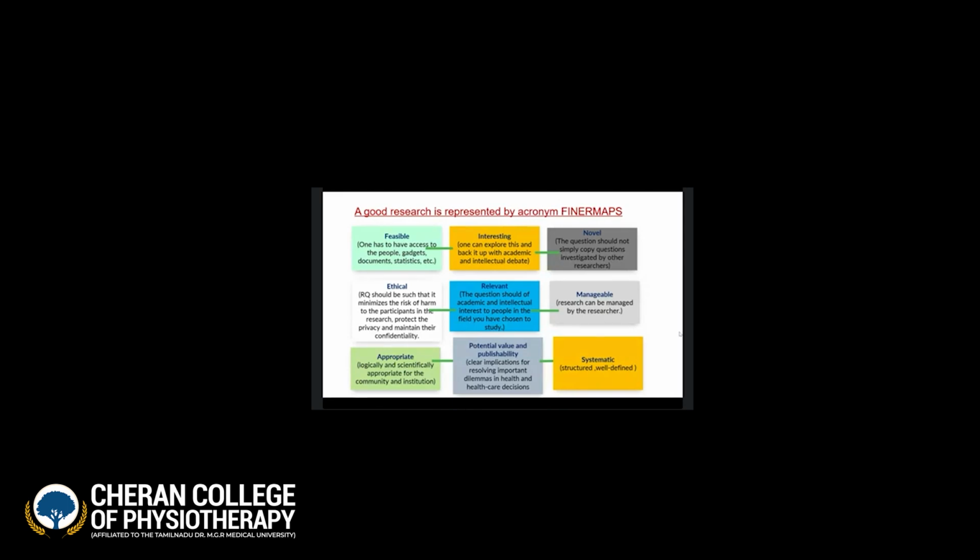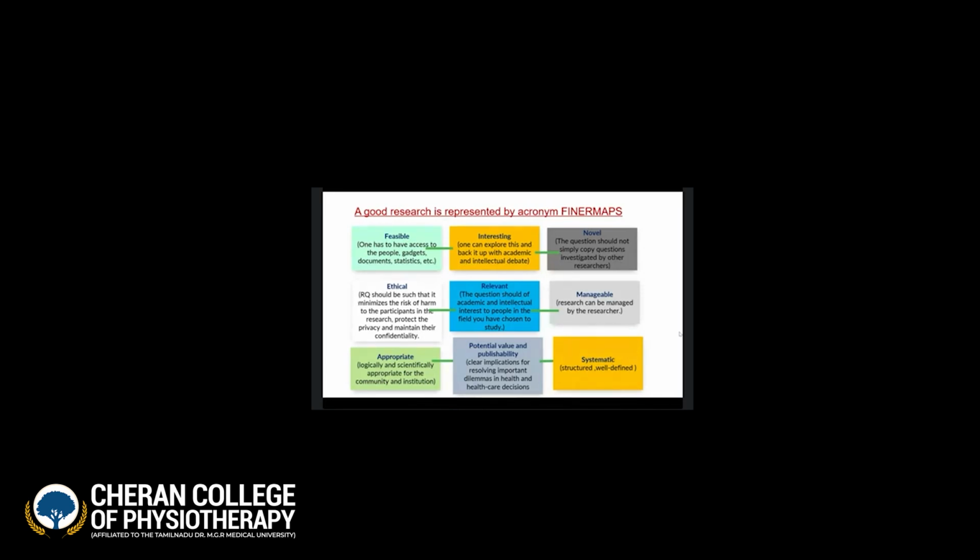And the next one is potential value and publishability. You should always have clear implications for resolving important dilemmas in health and healthcare decisions. We are physiotherapists; we have done the bachelor's, we go for masters, we go for PhD, postdoctoral fellowships and other fellowship courses, and we do research. But overall, our main intention should be to resolve the dilemmas in health and healthcare, and to give healthcare decisions. So we should give potential value by giving good publications.